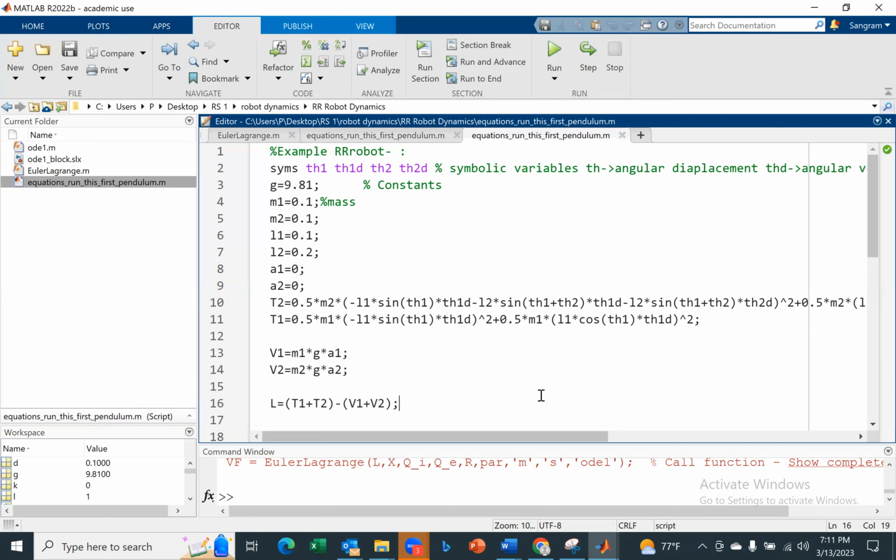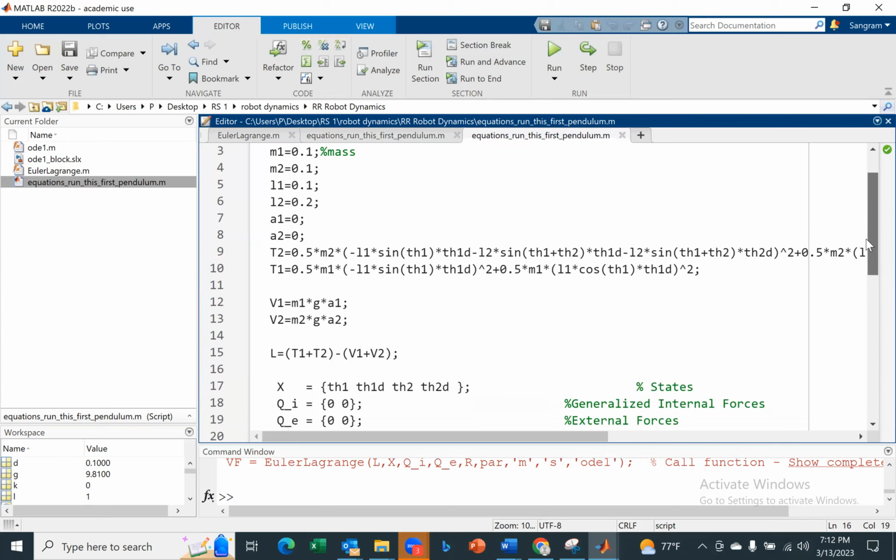Now, here, what you see is I have derived the equation for the kinetic energy of the first mass, T1, the kinetic energy of the second mass, the potential energy of the first mass, and the potential energy of the second mass. So total kinetic energy T1 plus T2 minus V1 plus V2. That is how the Lagrangian is formed. Everyone understood this?